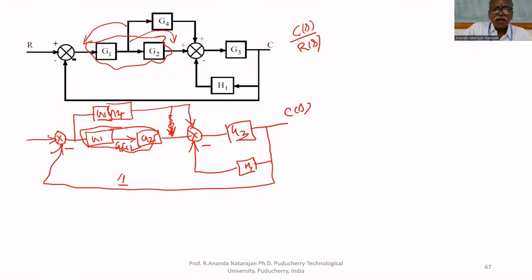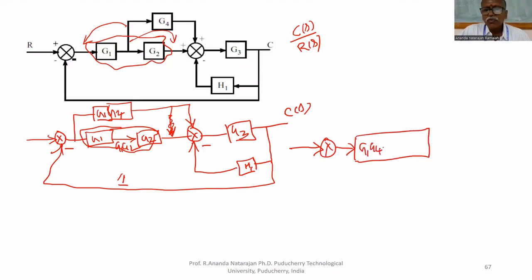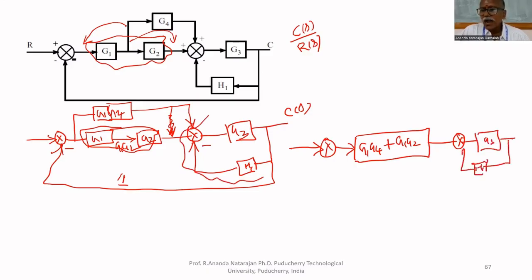Now these two are in parallel. That's why we can write another diagram: G1, G4 plus G1, G2. The feedback is there. Here, the next G3, H1, and another feedback is there. So now it is simplified like this.